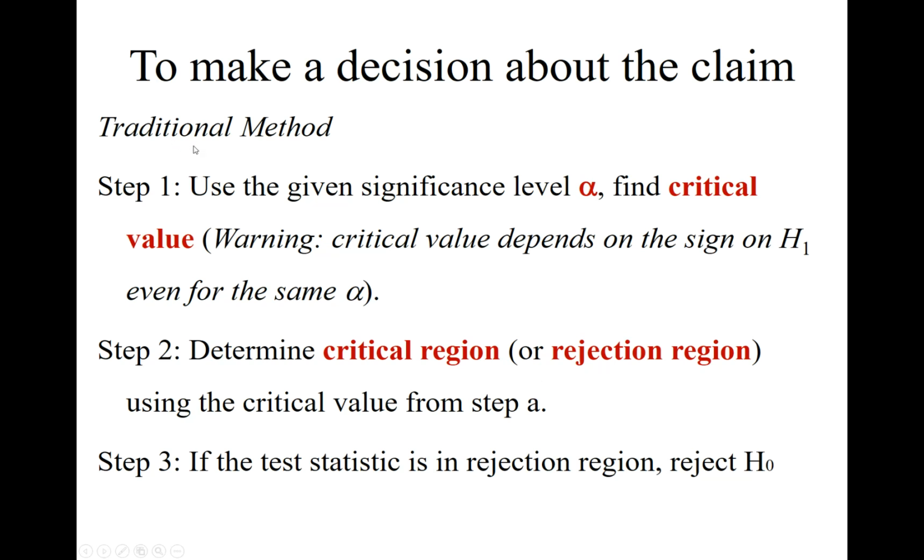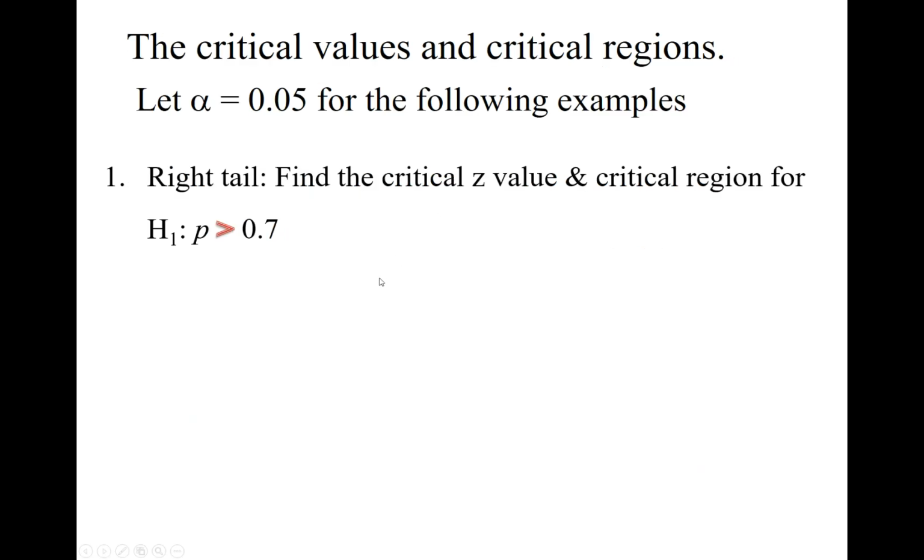Let's first look at the traditional method. The traditional method involves finding the critical value so that we can find the critical region, and then if the test statistic falls into the rejection region or critical region, we are going to reject H0. Now let's assume the alpha we're going to use for the following example, and the several slides, is 0.05, so alpha is 0.05.